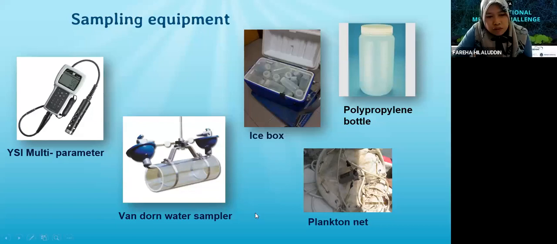So the random water sampler, we use to collect water to analyze the nutrient components such as nitrogen and phosphorus. The plankton net we use to collect zooplankton samples to identify the species that occur, to indicate the area.